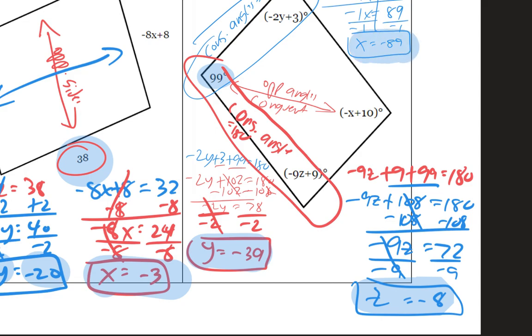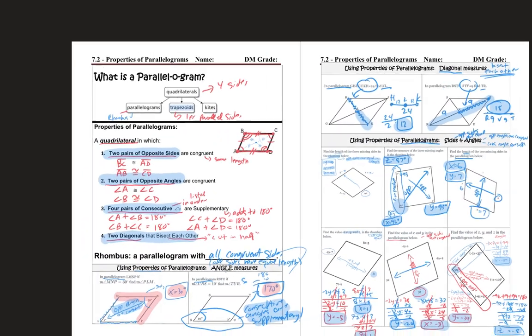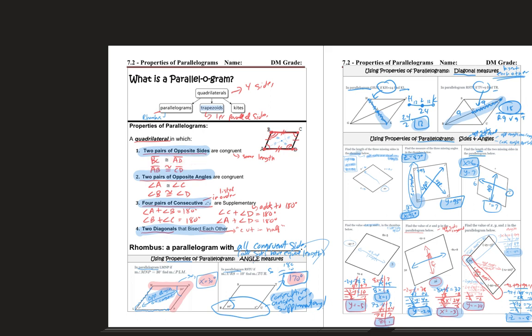All right, so all we're going to do is just follow our math. We're going to recognize that in these parallelograms, two pairs of opposite sides are congruent, two pairs of opposite angles are congruent, four pairs of consecutive angles are supplementary, and the diagonals bisect each other.